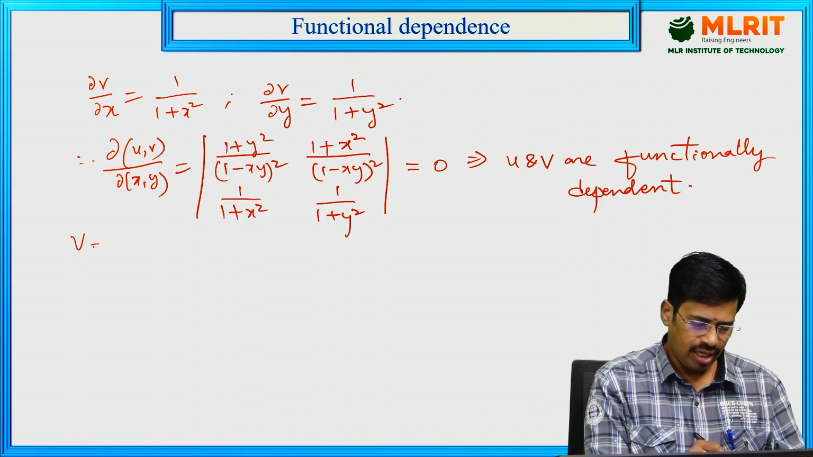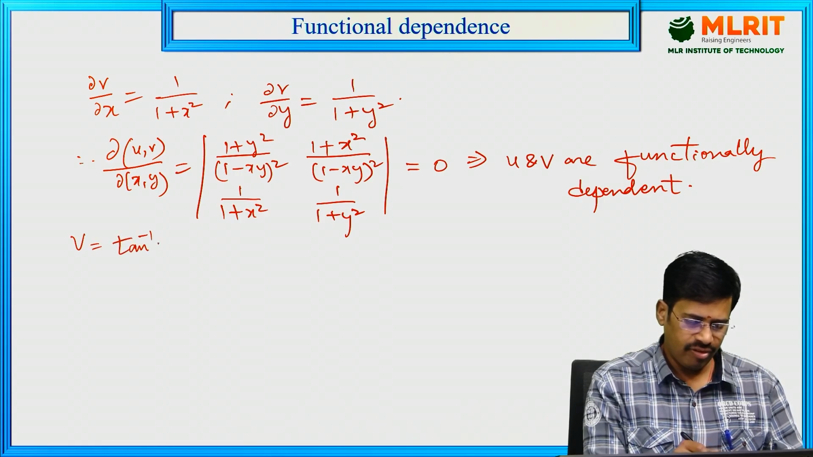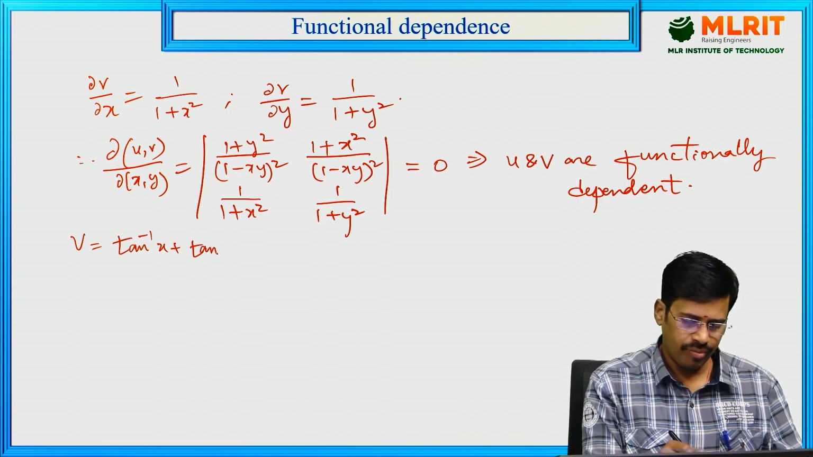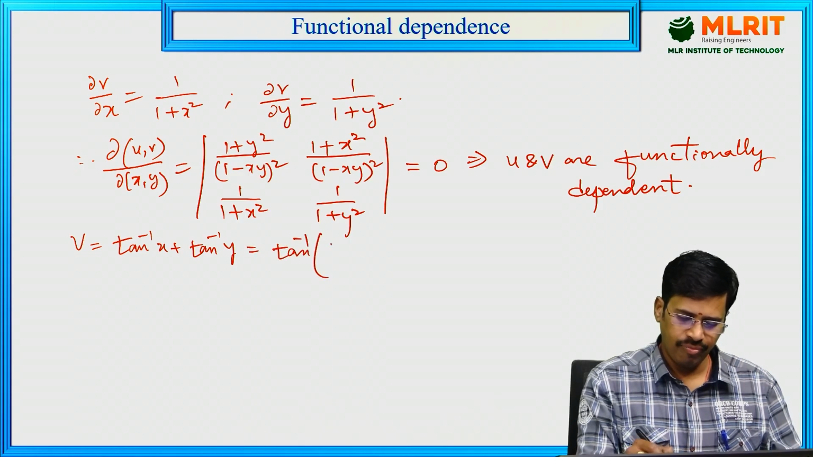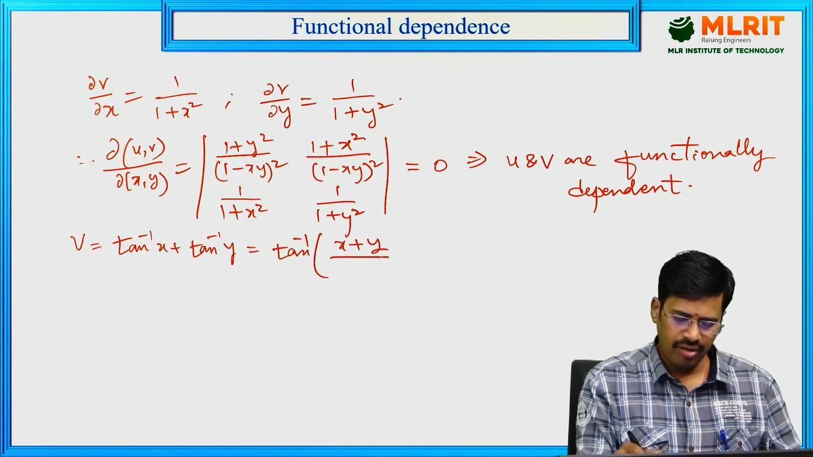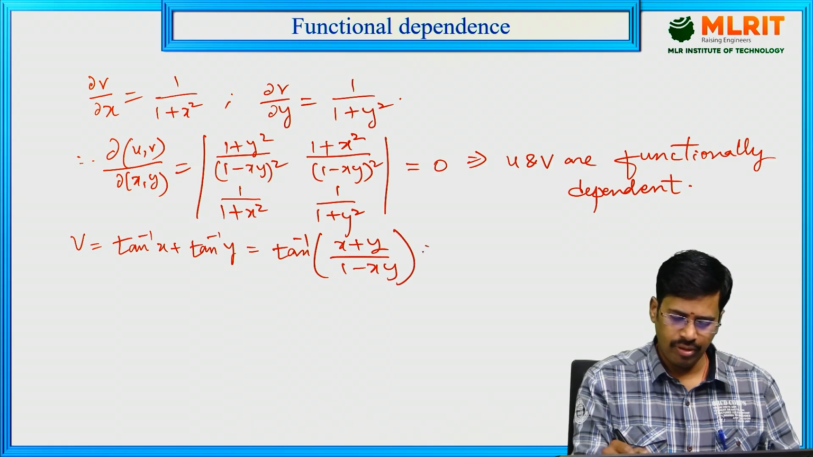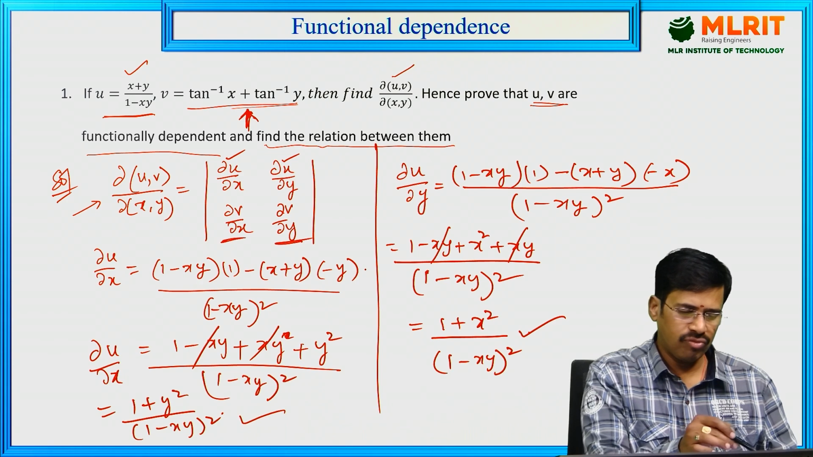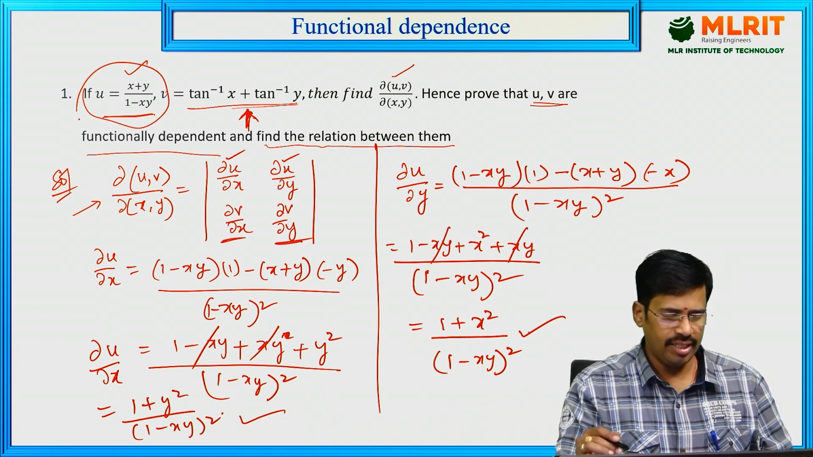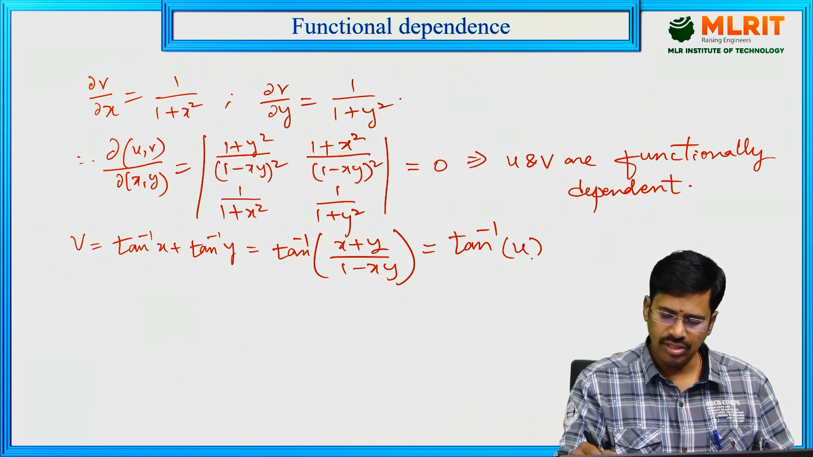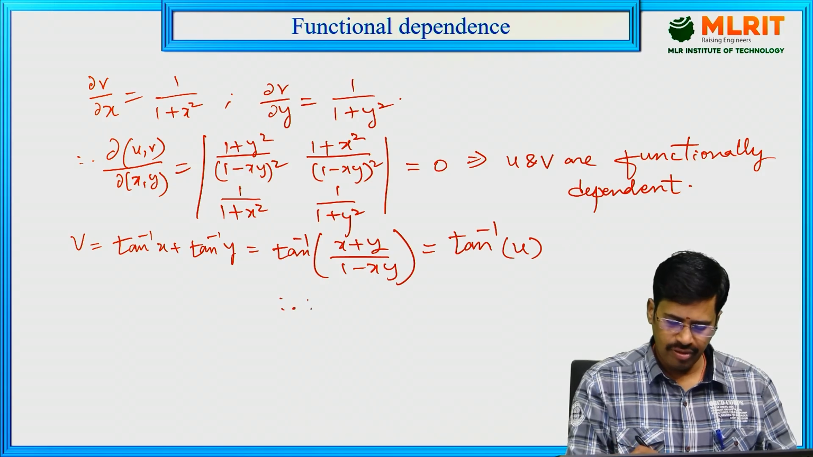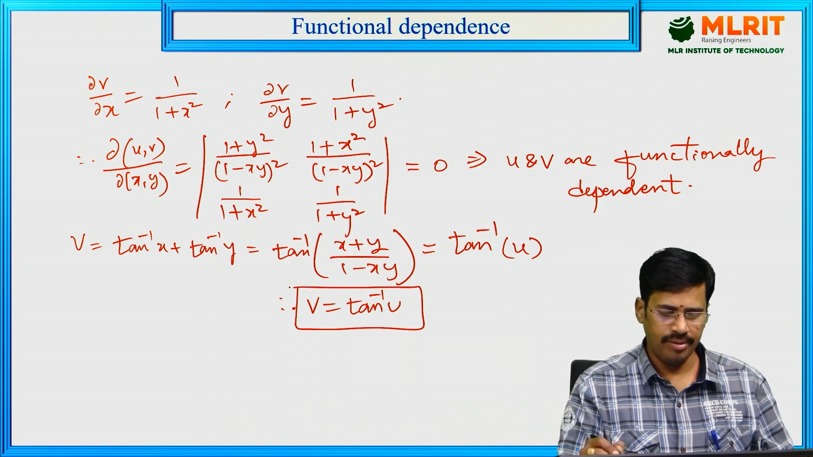So v is equal to tan inverse x plus tan inverse y. This can be written as tan inverse of (x plus y) by (1 minus xy). So this can be written as tan inverse of, what is (x plus y) by (1 minus xy)? That is u. We can write this as u. Therefore the relation between u and v is v equal to tan inverse u. This is the relation, right?